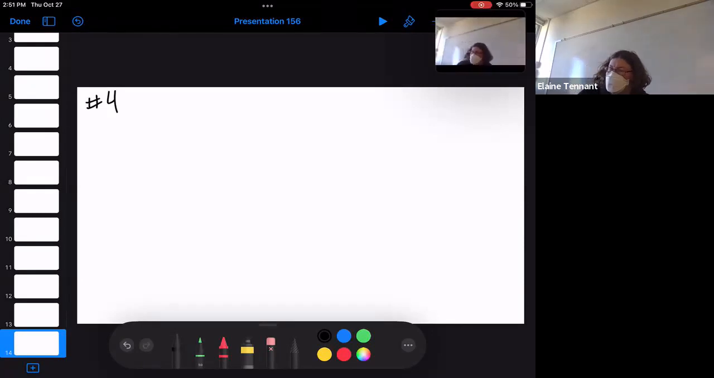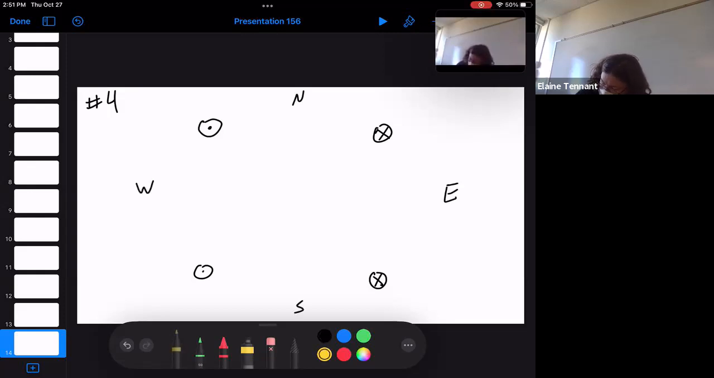Okay, so number 4, we have 4 identical wires carrying currents that are almost identical, except some of them are coming out of the page and some of them are going into the page, like this. And they give us a compass here, north, east, south, and west. And we want to look at the spot right in the center of the square.